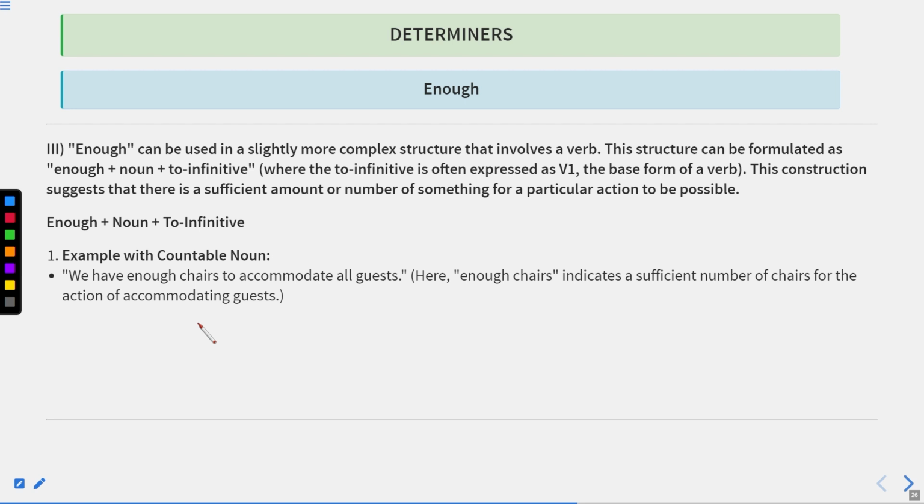Now, we use the infinitive where we need a structure that expresses doing something in order to do something. Example: we have enough chairs to accommodate all guests. If you see the sentence very carefully, to accommodate is the infinitive, whereas chairs is the noun and enough is an adjective. Here, enough chairs indicates a sufficient number of chairs for the action of accommodating guests. Now let us move to the next one.